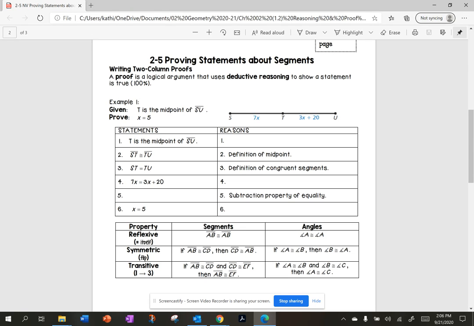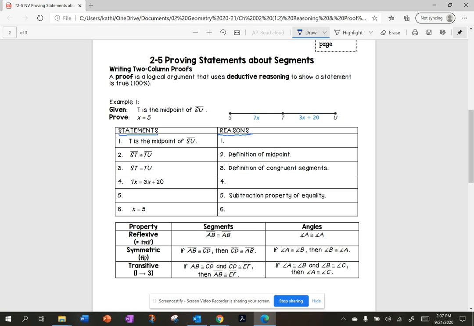Example 1. Given point T is the midpoint of segment SU, prove that x equals 5. All right, when we're writing proofs, there are two parts of what we're doing. So we have two columns. One column is called a statements column, and one column is called a reasons column.